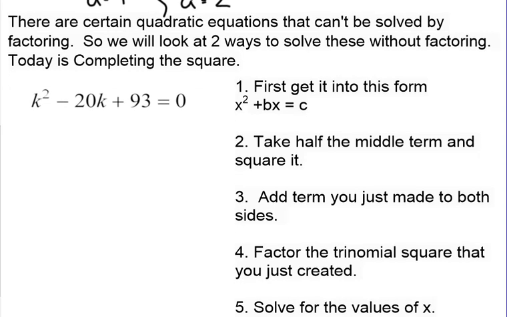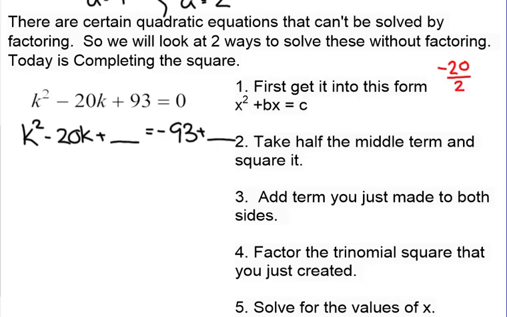So this next one, we want to get it into that x squared plus bx is equal to c form. So k squared minus 20k plus our blank, because we're going to be putting in blanks, is equal to negative 93 plus some type of blank. Again, maybe in the margins of your paper, you're going half of the middle. So negative 20 divided by 2 is negative 10. Half of the middle squared, so that's going to be 100.